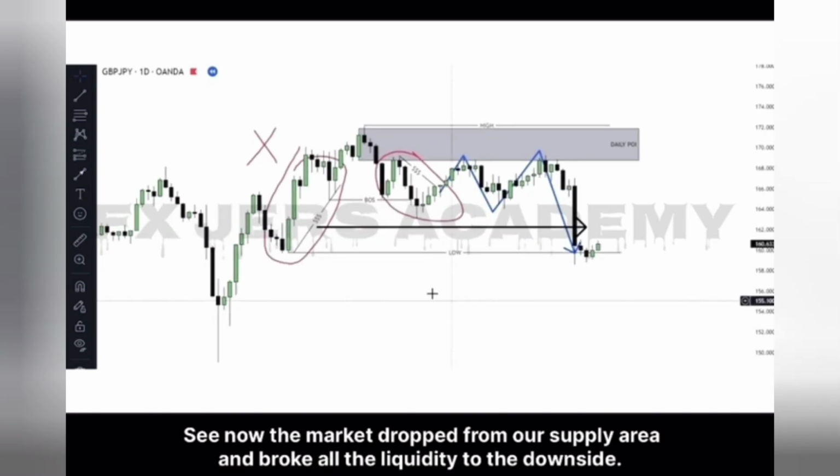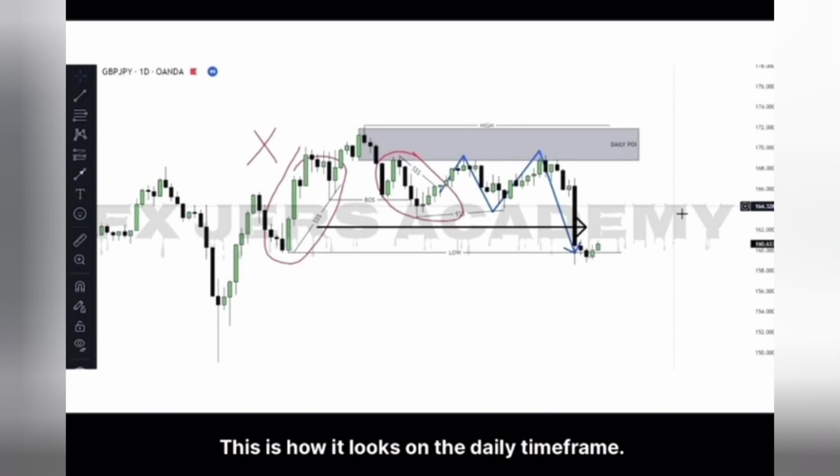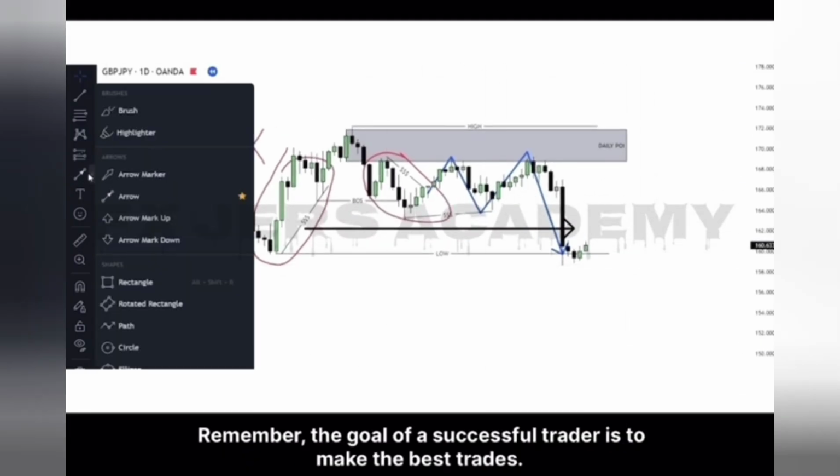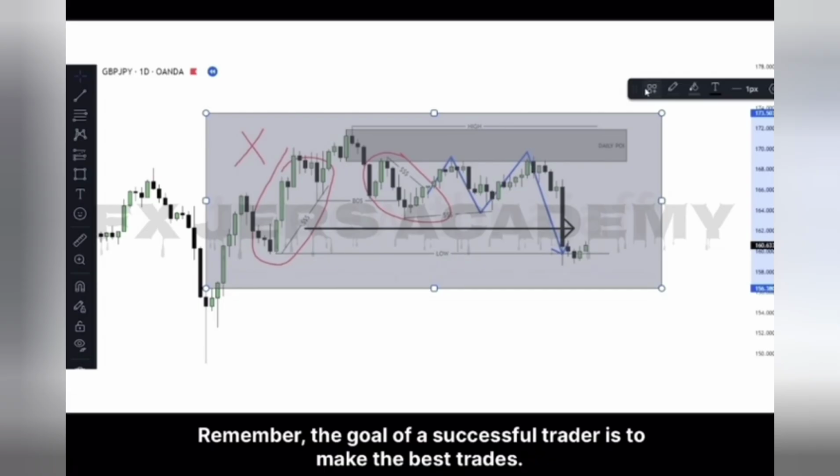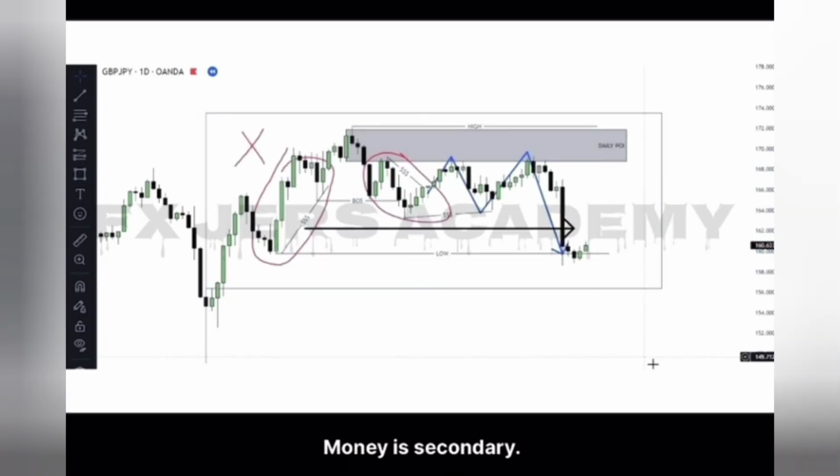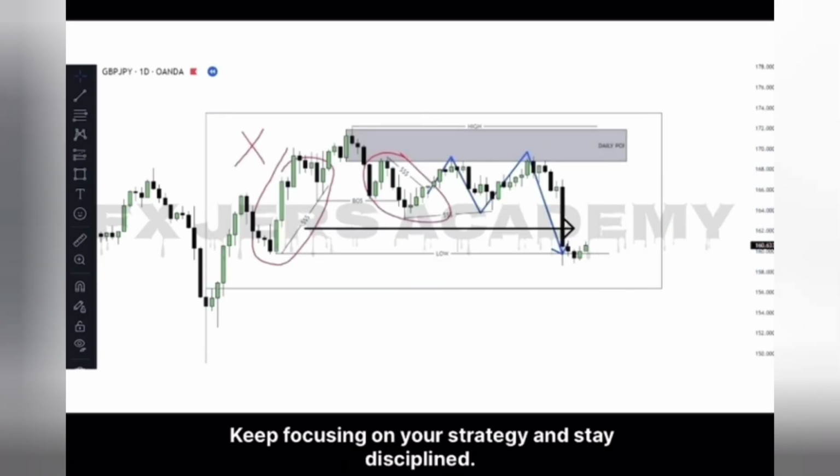See, now the market dropped from our supply area and broke all the liquidity to the downside. This is how it looks on the daily time frame. Remember, the goal of a successful trader is to make the best trades. Money is secondary. Keep focusing on your strategy and stay disciplined.